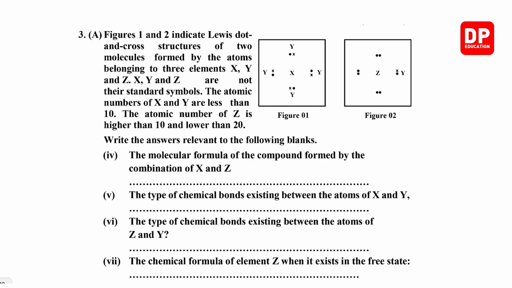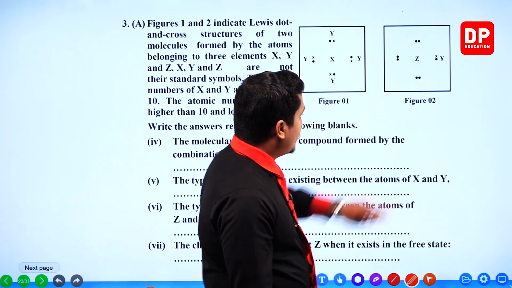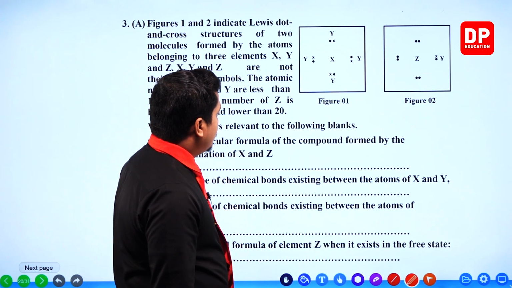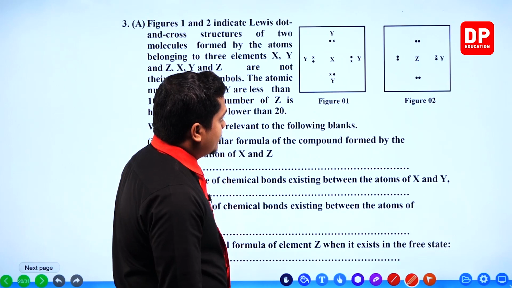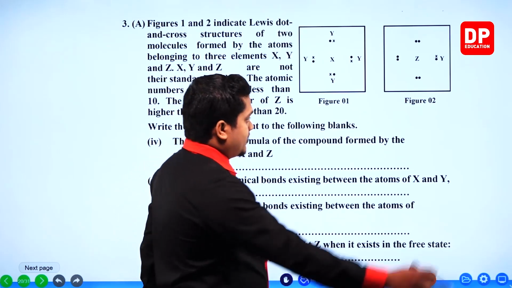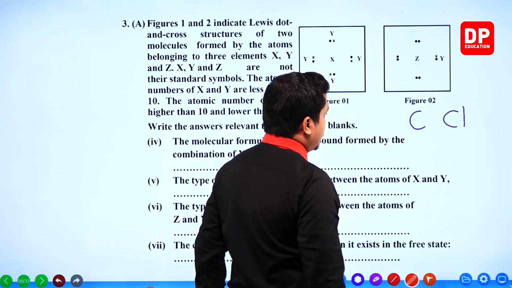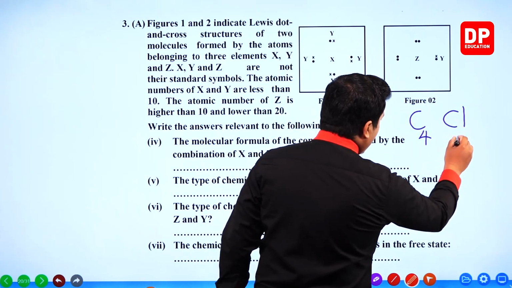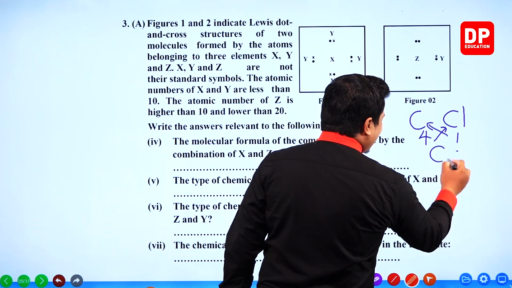The molecular formula of the compound formed by the combination of X and Z. So X is carbon, no. Z is over here, right? Z is chlorine. So chlorine and carbon, Cl. Carbon valency 4, chlorine valency 1, as it is in the 7th group. You interchange these two, CCl4.